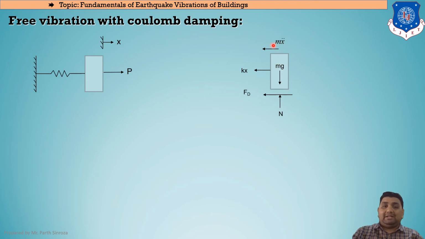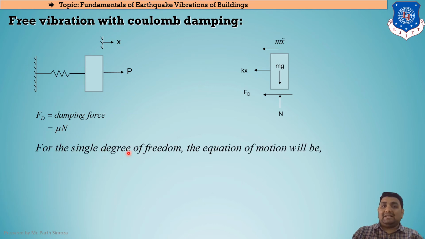Then this will be our inertia force, mx double dot. Kx will be the stiffness force. Fd will be the damping force. Clear? Now Fd is the damping force, which will be equal to mu into N. Mu will be the coefficient of friction. Now, for a single degree of freedom, the equation of motion here will be mx double dot plus kx plus or minus Fd equal to 0.